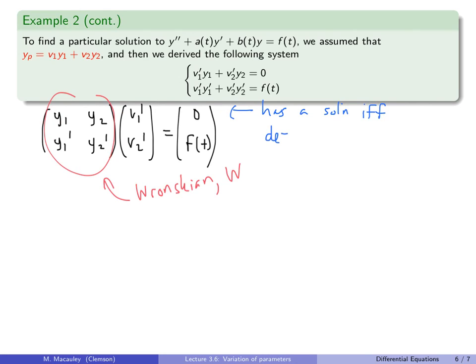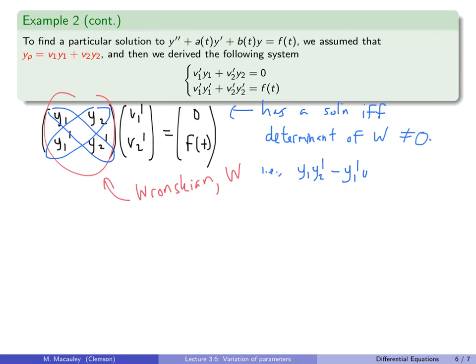If the determinant of W is non-zero, you'll learn more about this in the next series of lectures. So what is the determinant of this? It turns out that it is this cross product minus that cross product. So if y1, y2 prime minus y1 prime, y2 is non-zero.